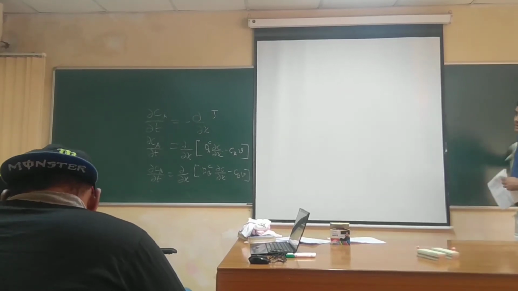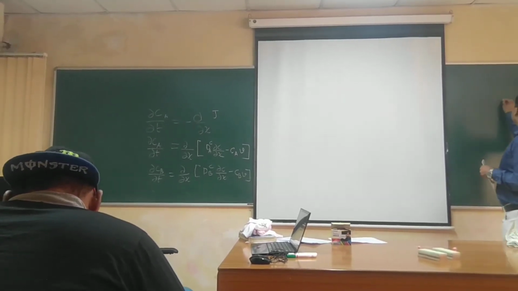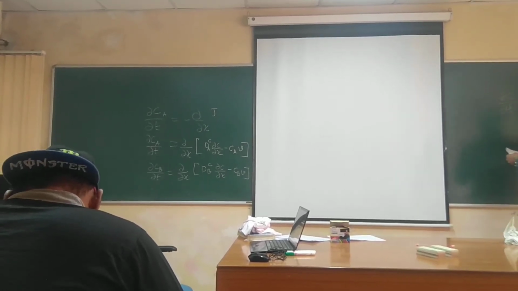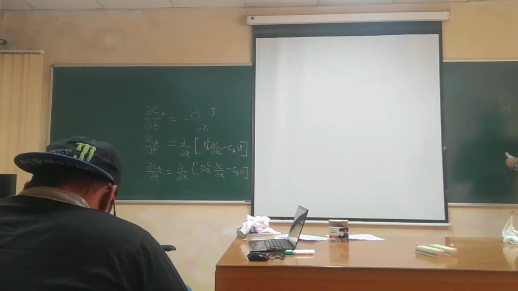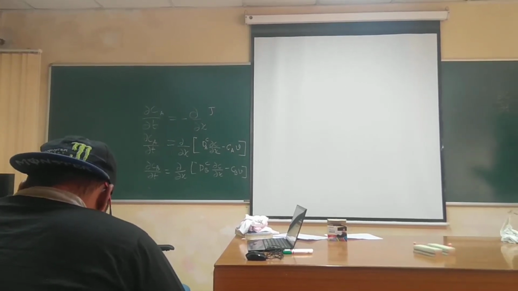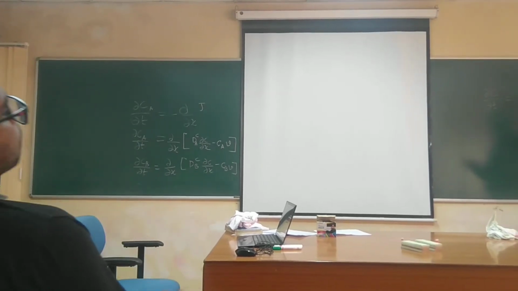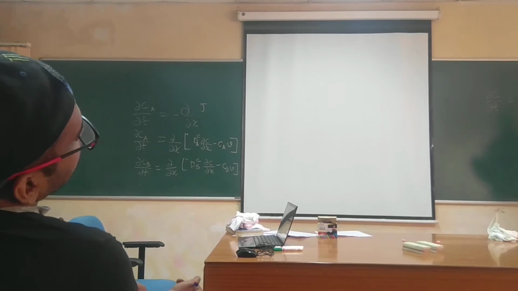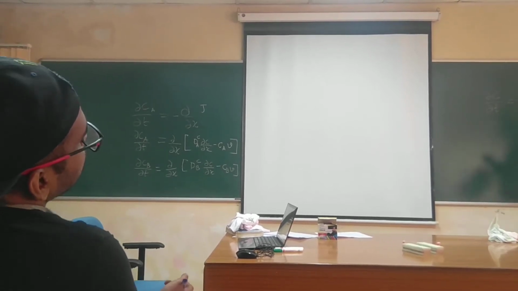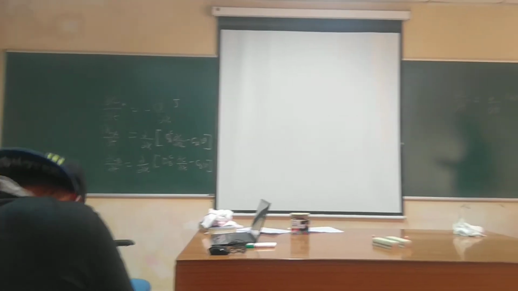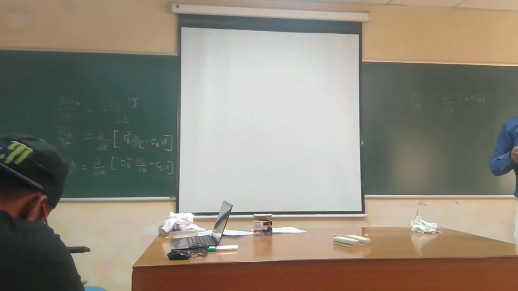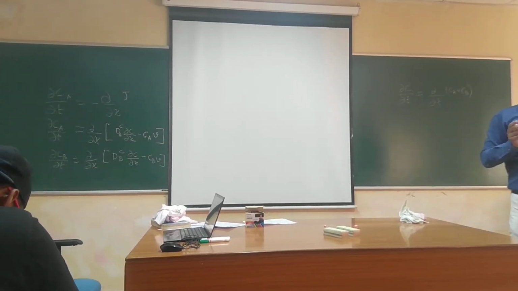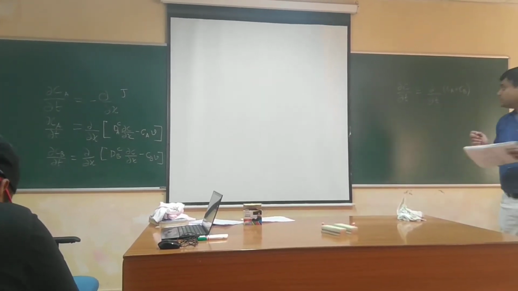Now note that del C del T is your del T of CA plus CB. C is CA plus CB. If your total number of atoms per unit volume remains constant, CA plus CB is not changing, so it should be equal to 0.